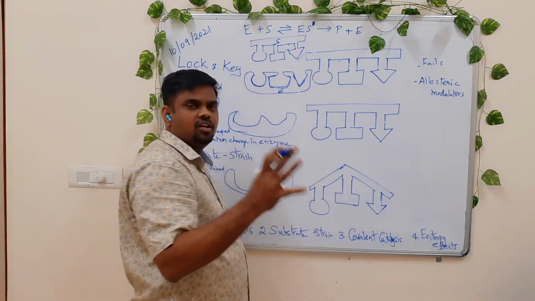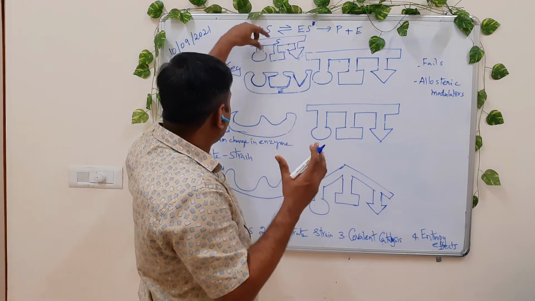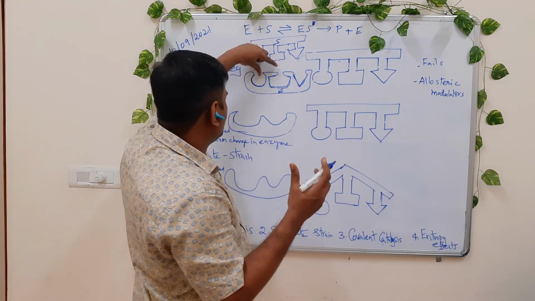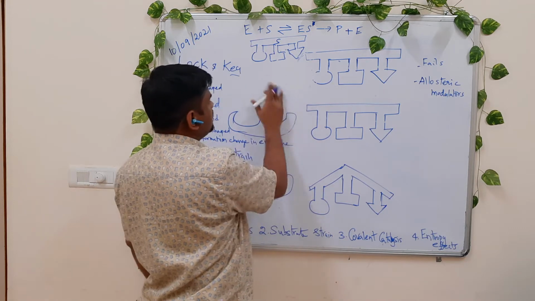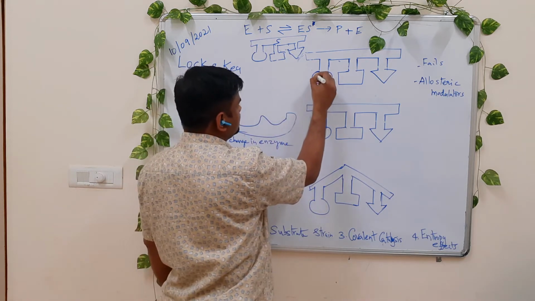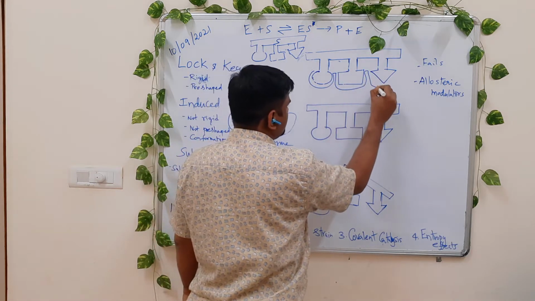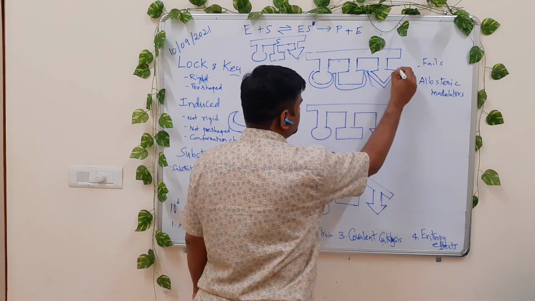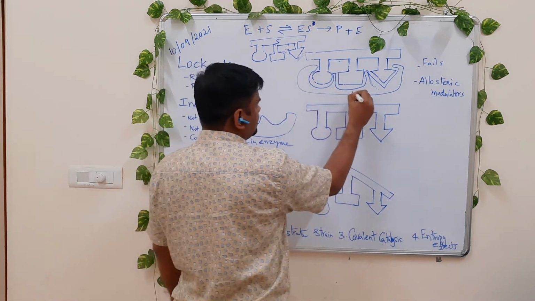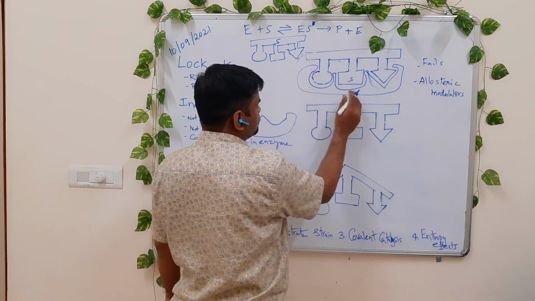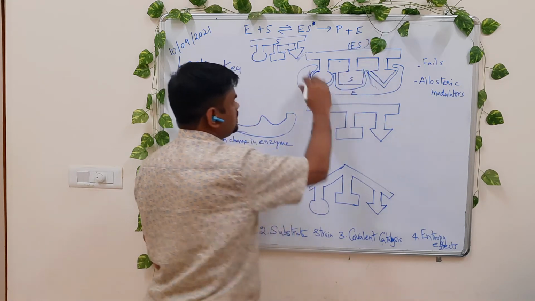According to this model, just like a lock and key, the enzyme is very rigid. They don't change shape. So only the perfect substrate will go and fit into this. For example, once this kind of substrate comes into contact with the enzyme, the enzyme, which is very rigid, will accommodate only this substrate. So this is the E, we have S, and when they bind together, we have the formation of ES. So this is the ES formation.